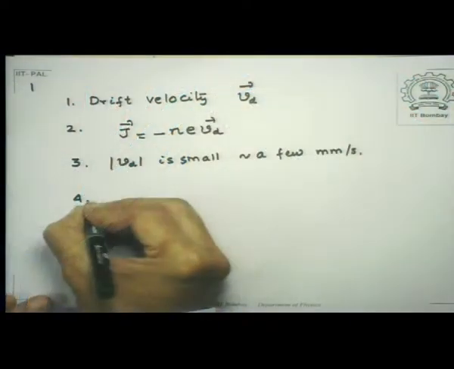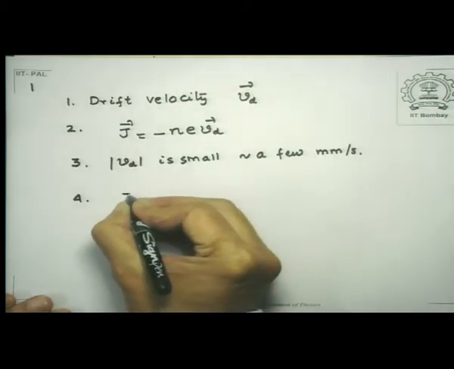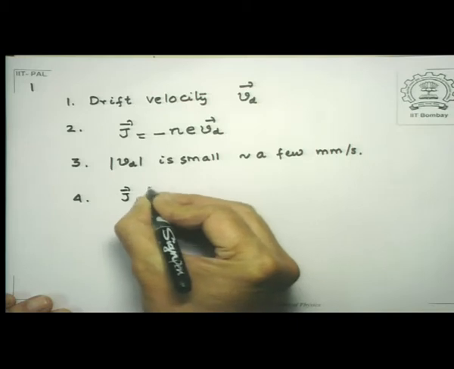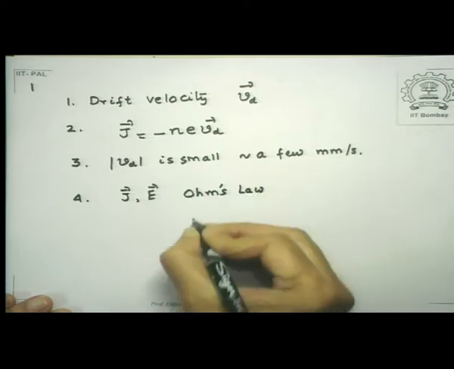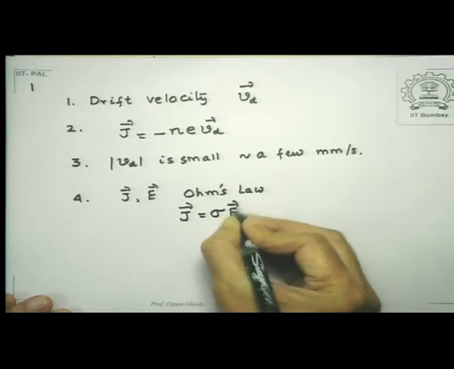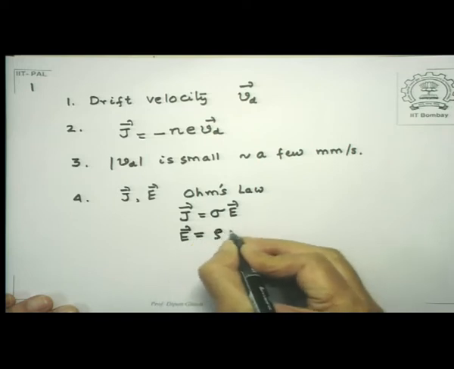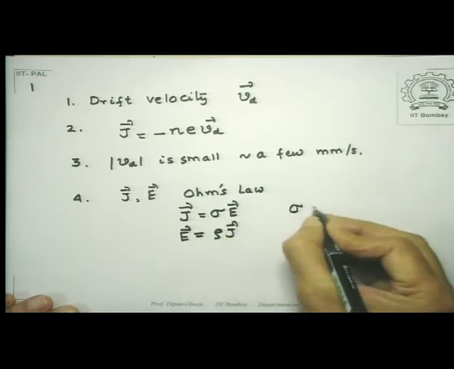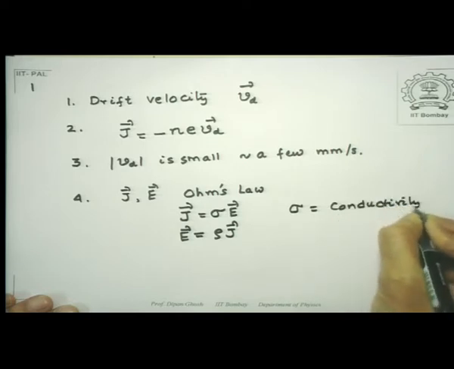Having done that, we found that for a very large class of material, a simple relationship exists between the current density J and the electric field E, and this is known as Ohm's law. We found that we can write J equal to sigma E, or alternatively the reverse relationship, E is equal to rho J. Sigma is called the conductivity and rho the resistivity.